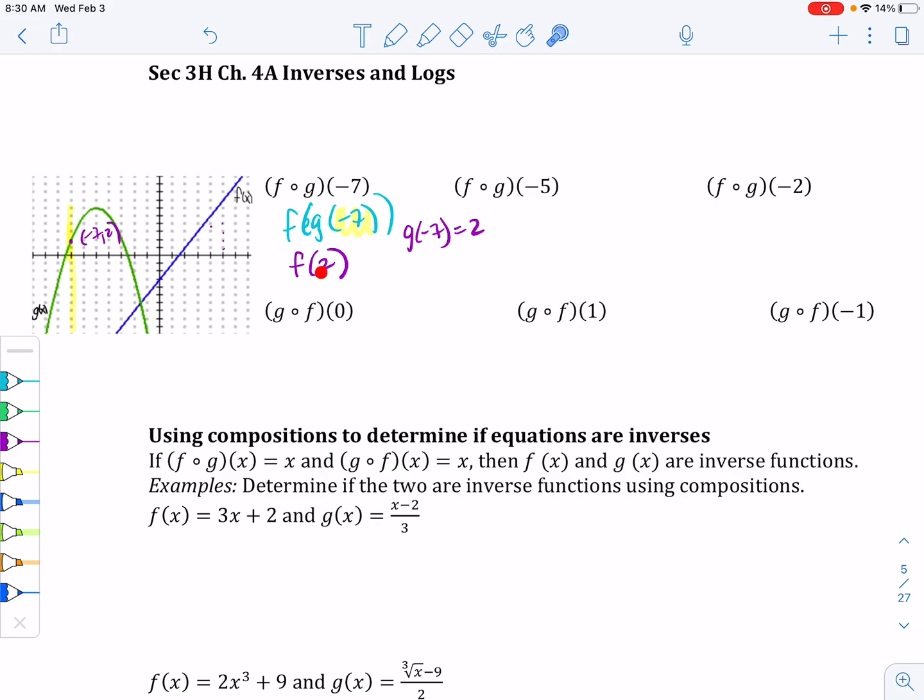So then here, we're going to plug in our 2, and we're going to go to that x value, and we're going to look at the f value, which is the blue graph. So at 2, we're up at 1. So this point here is 2, 1. So f of 2 is 1.